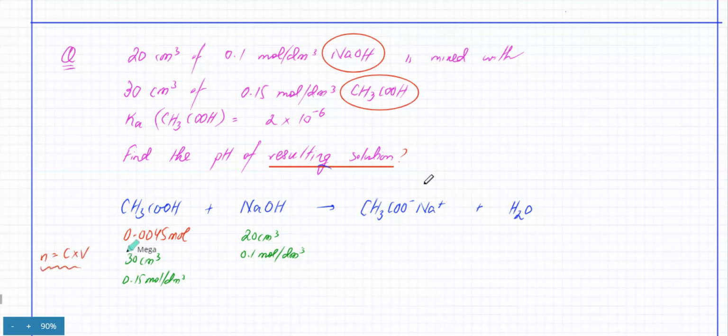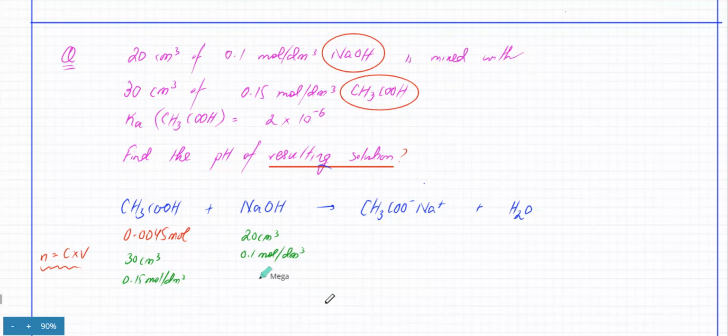What I need to do is, because I need to find the pH of the resulting solution, I need to figure out what the resulting solution is. What do I have in the solution? There's ethanoic acid being added and there's NaOH being added, and now I know that the two are going to react. So what I need to figure out is what I have at the end of the day in the solution. So this is the first thing. It's 0.0045 moles of ethanoic acid.